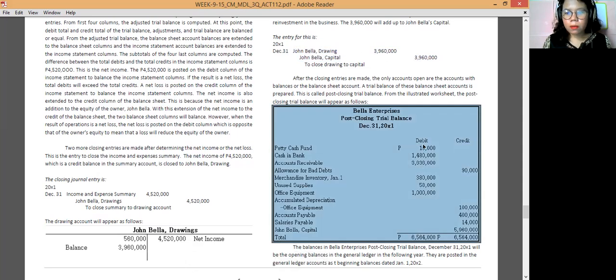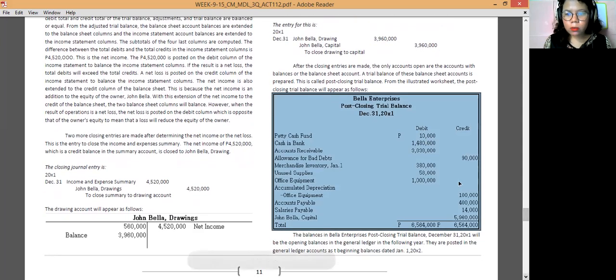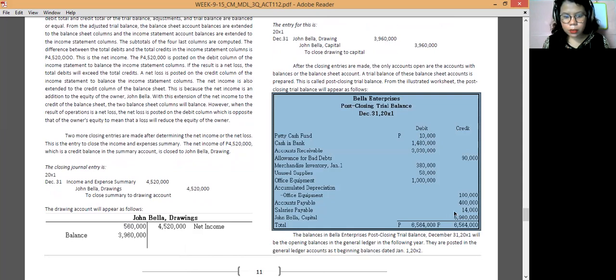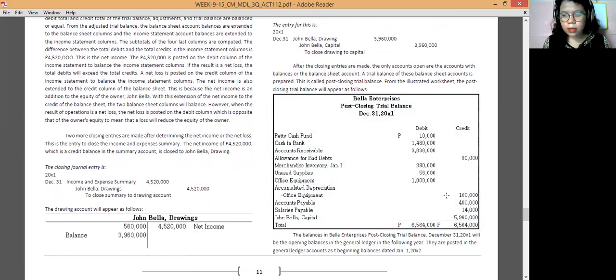So, Bella Enterprises, post-closing trial balance. Here it is, our final entry. Of course, it is a trial balance, so our debit and credit should balance, a total of 6,564,000 and 6,564,000. If you look, everything we discussed that was input appears here, all that data. And in the journal, it is here.